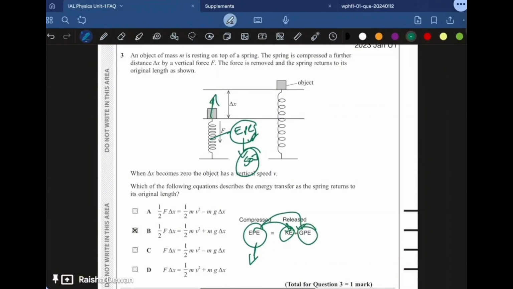And GP, that's why it is gaining some height, right? Now the object is at a higher position from what it was previously, that's why it was gaining. It described the energy transfer. The energy was transferred from the elastic potential energy store to the kinetic store and the GP store. Clear?